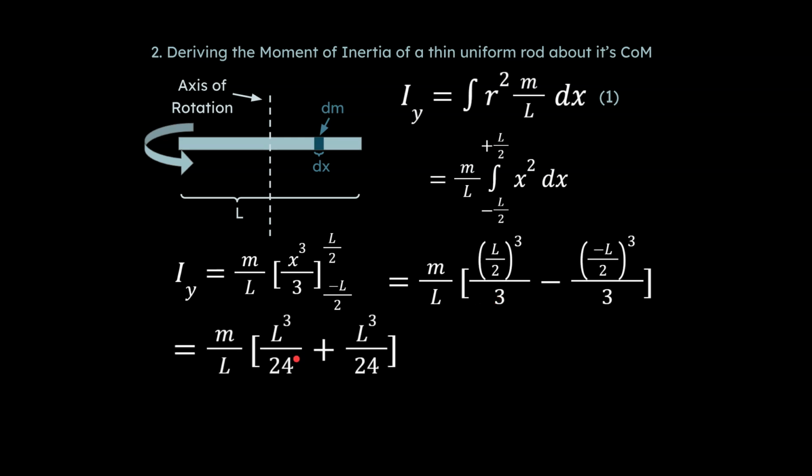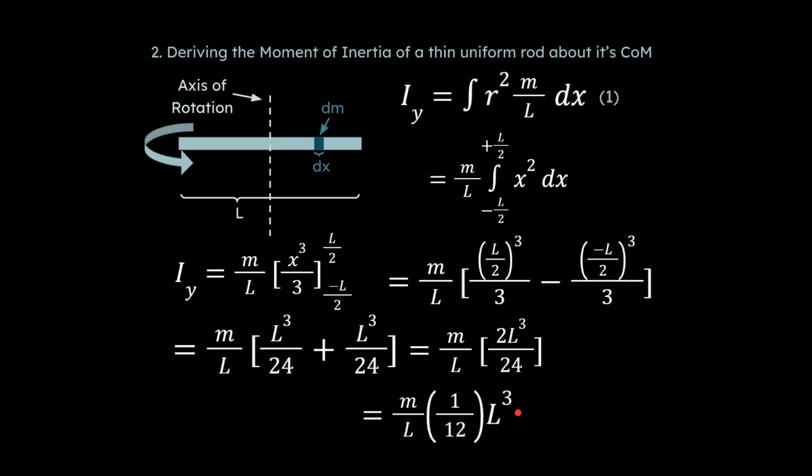And notice that we've got this right here, L cubed over 24 plus L cubed over 24. What does that equal? Well, that's going to be 2L cubed over 24, right? With our constants out in front still. If we simplify this, and we do need to cancel out one more L over here down below and one of these L's over here, we end up with this as our answer for the moment of inertia of a thin uniform rod about its center of mass if you're rotating it along this right here.